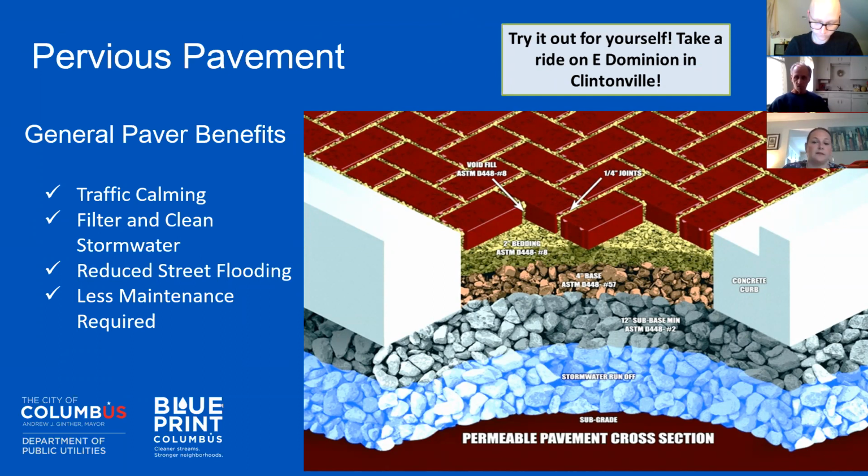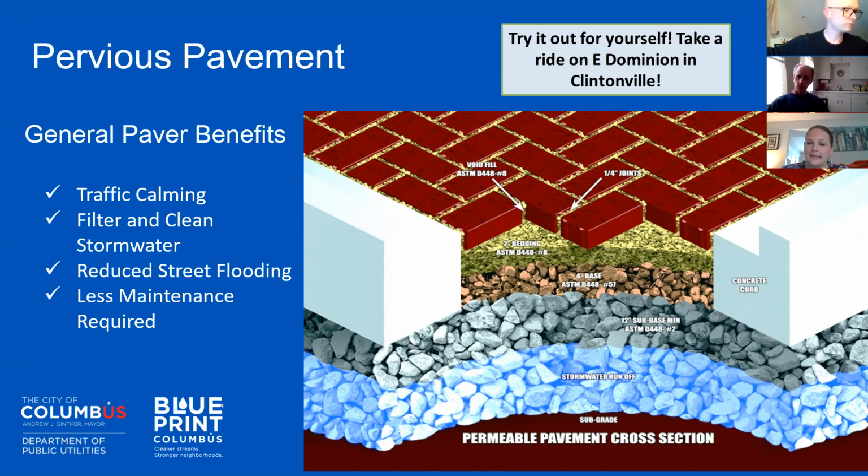And pervious pavement is, in the end, very beautiful. It's also got other benefits of traffic calming. It filters and cleans the storm water, much like a rain garden when it goes through. And it reduces street flooding. So just having the pervious pavement there helps the water not to sit on the street. It actually absorbs down and goes under into the underdrain, helping the water stay off the street. And there's less maintenance required.